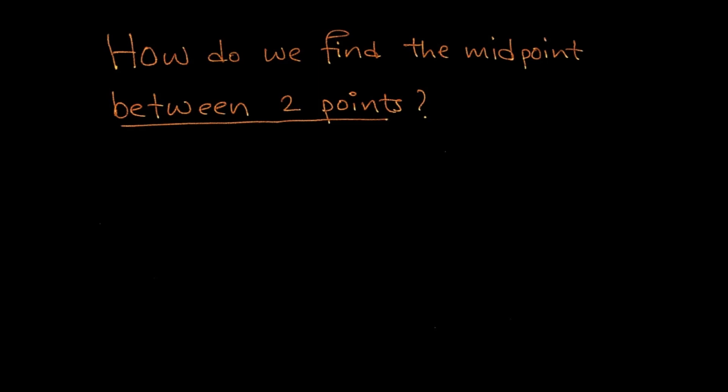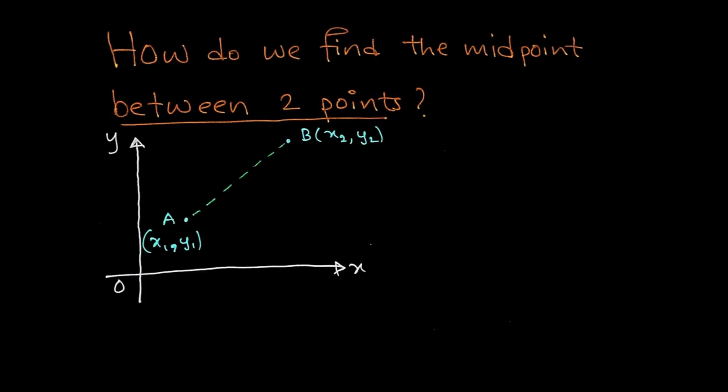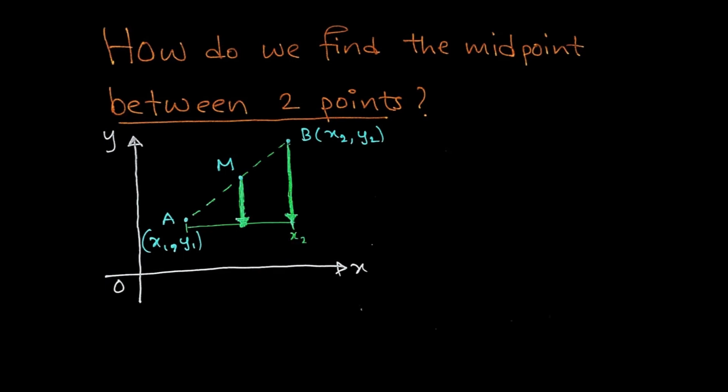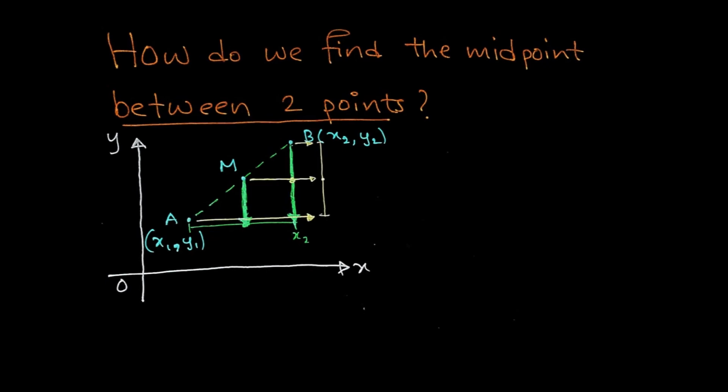Now, let us move on to the next part of our chapter. How do we find the midpoint between 2 points? Let us take 2 points A and B with coordinates x1, y1 and x2, y2 respectively. Here, M is equidistant from both A and B. So we can say that the x coordinate of M is also equidistant from the x coordinate of A and B, and the y coordinate of M is equidistant from the y coordinate of A and B.